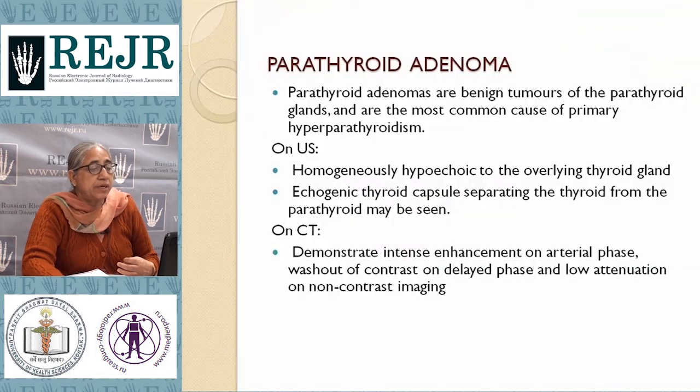Now, sometimes parathyroid adenomas may be seen in the neck, and they are benign tumors of the parathyroid gland and the most common cause of primary hyperparathyroidism. On ultrasound, they are homogeneously hypoechoic to the overlying thyroid gland, and an echogenic thyroid capsule is seen separating the thyroid from the parathyroid. On CT, they demonstrate intense enhancement on arterial phase, washout of contrast on delayed phase, and low attenuation on non-contrast imaging.